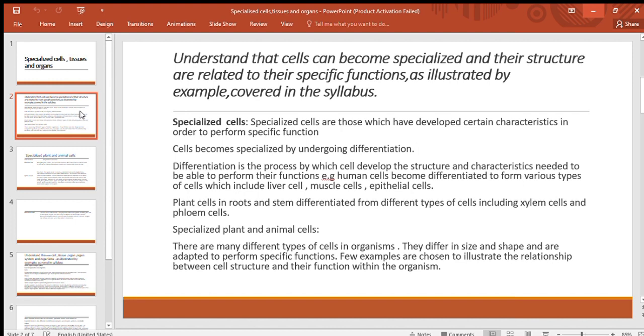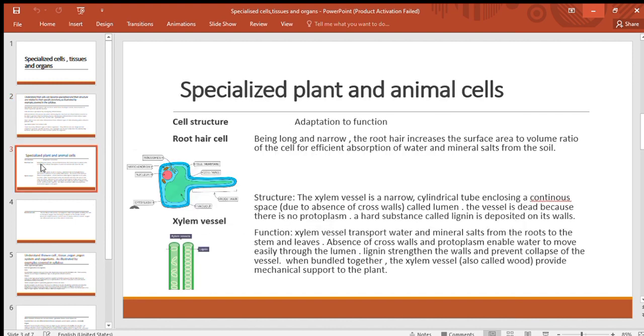When we talk about plants, plant cells in roots and stems are differentiated into different types of cells including xylem cells and phloem cells. As you all know, there are many different types of cells in organisms, both in plants and animals. They are different in their sizes and shapes, and all of them are adapted to perform specific functions. Here we choose some examples to show the relationship between cell structure and their function in the organism: specialized plant and animal cells.